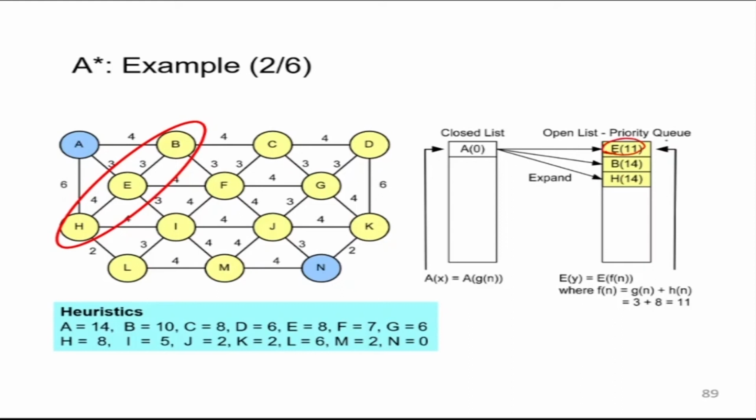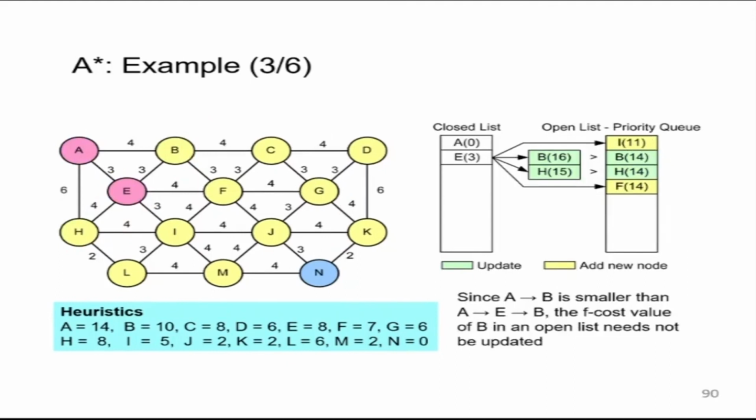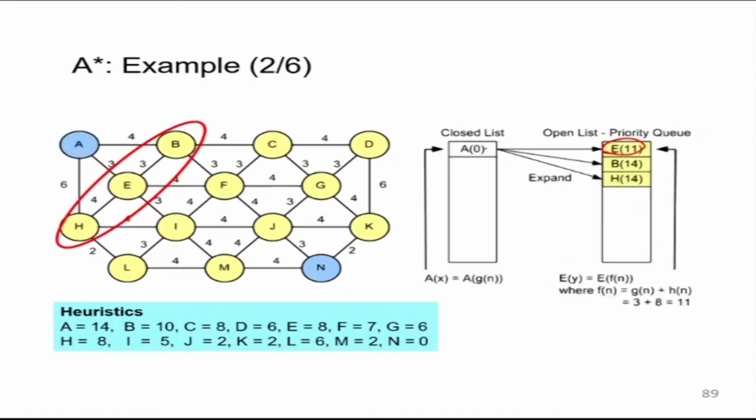It is E. So the next one that I'm going to search is E. Now again, how did I get the value of E? It is 3, which is the Gn plus Hn. Where is E? Hn is 8. That's how I got 11. So exactly the same way that I had done it in the previous example. So E will come here now.